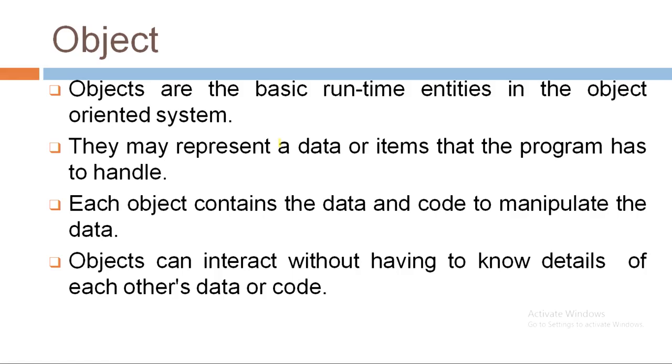Let's see the first one, object. The objects are basic runtime entities in object-oriented systems. So we can say it is a real-time entity also. They may represent data or items that the program has to handle. We can say each object contains the data and code to manipulate the data. So objects can interact without having to know details of each other's data or code. We can say objects can communicate without knowing the background detail of another object.